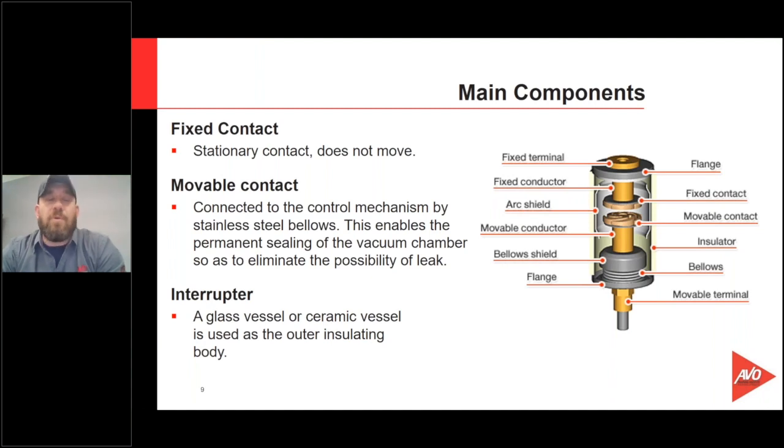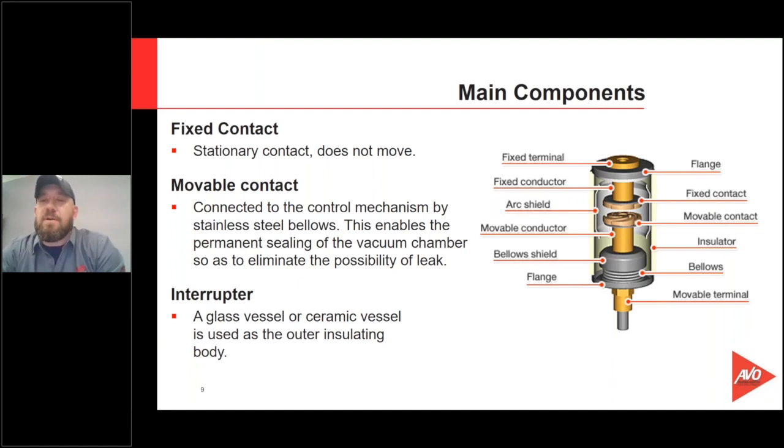And then we've got our movable contact, which is going to be controlled by a set of linkage systems with whatever we're connected to as far as that body is concerned. This movable contact enables the permanent sealing of the vacuum chamber so as to eliminate any possibility of leak. Okay. So this movable contact is obviously going to open and close the contacts based on the stationary in its position, and then it's going to allow that arc to be open.